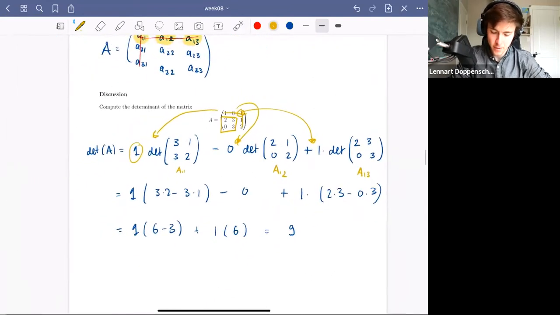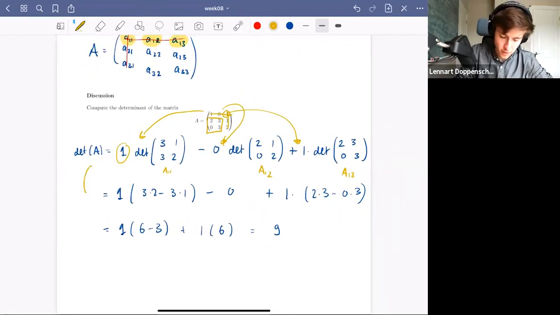Okay, and then from here to the next step, you just remember that the determinant of A, B, C, D is equal to AD minus BC, and then you get these terms in the parentheses.